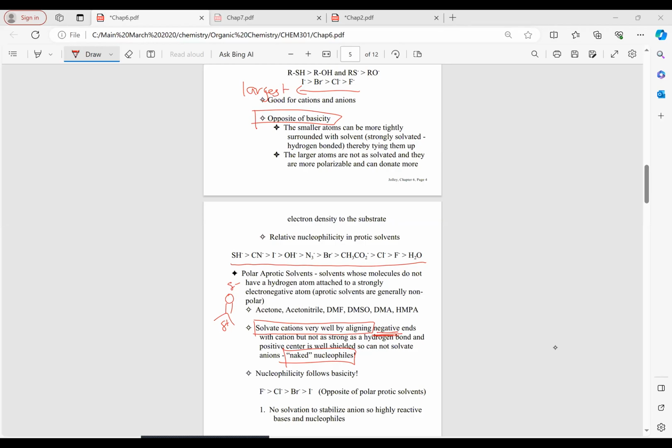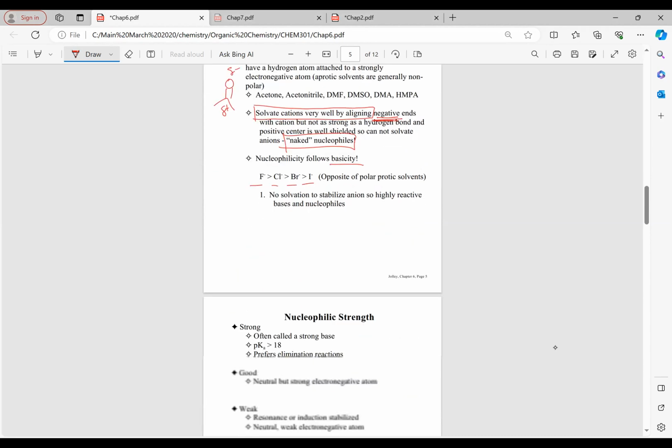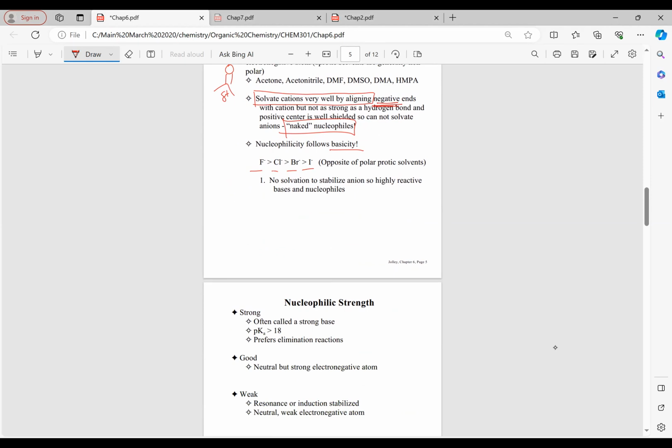So right here, the polar aprotic solvates cations very well by surrounding them, okay? But it can't help the negatives because the partial positive charge is very hidden or shielded. And so it leaves things called naked nucleophiles. In that case, naked nucleophiles follow basicity, okay? So a fluoride would be better than a chloride, better than a bromide, better than an iodide. Huh. Okay. All right.